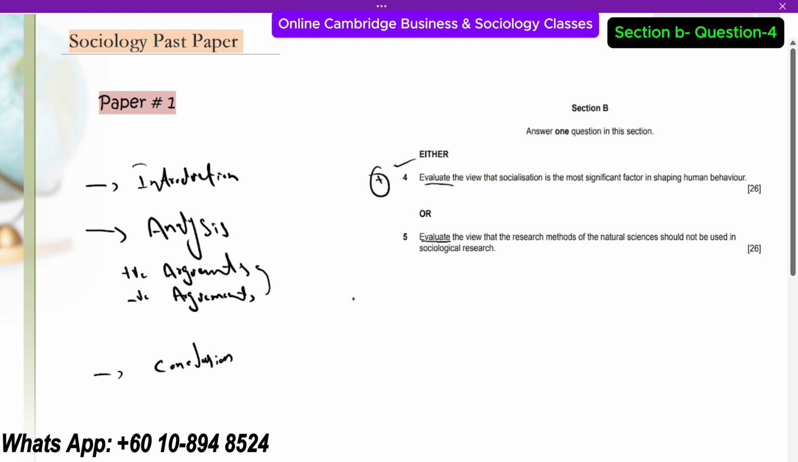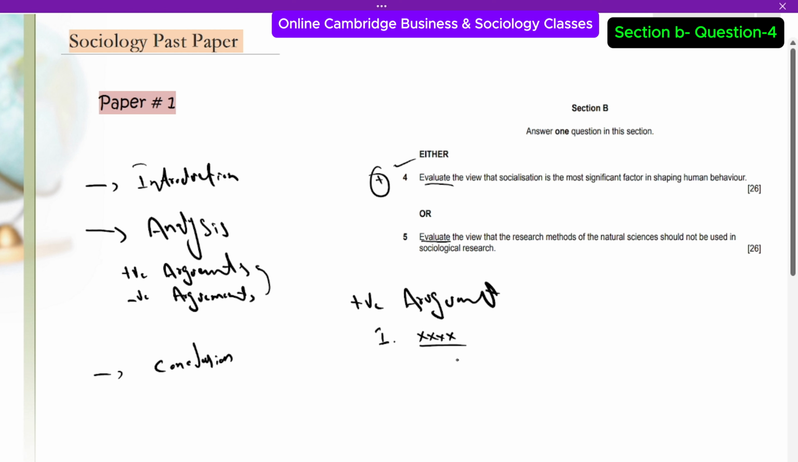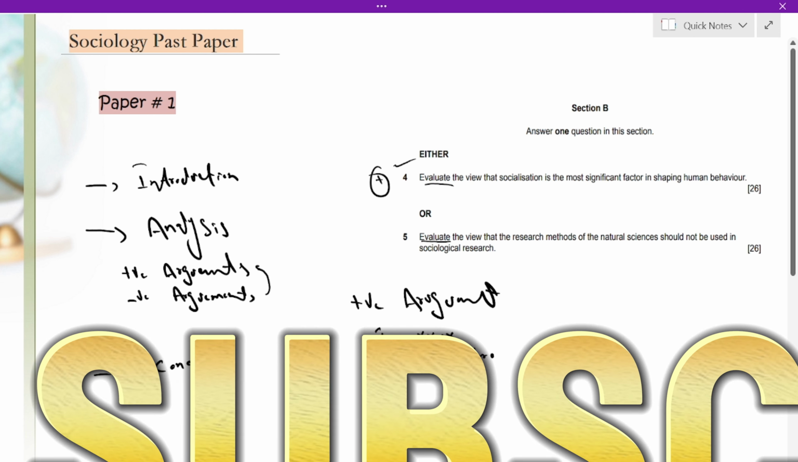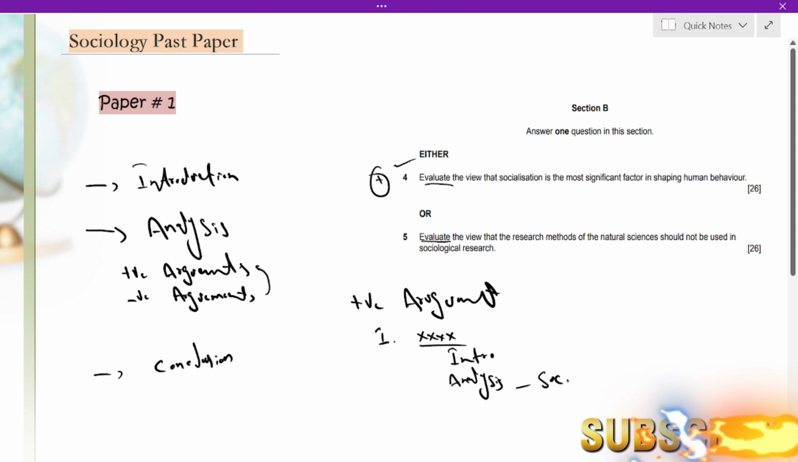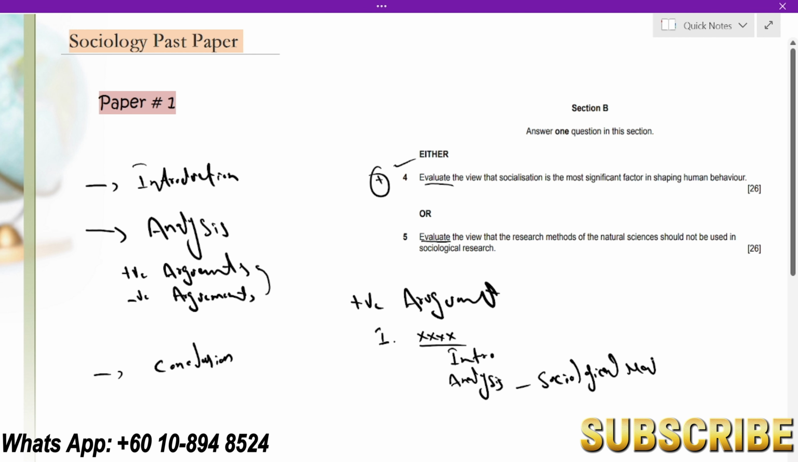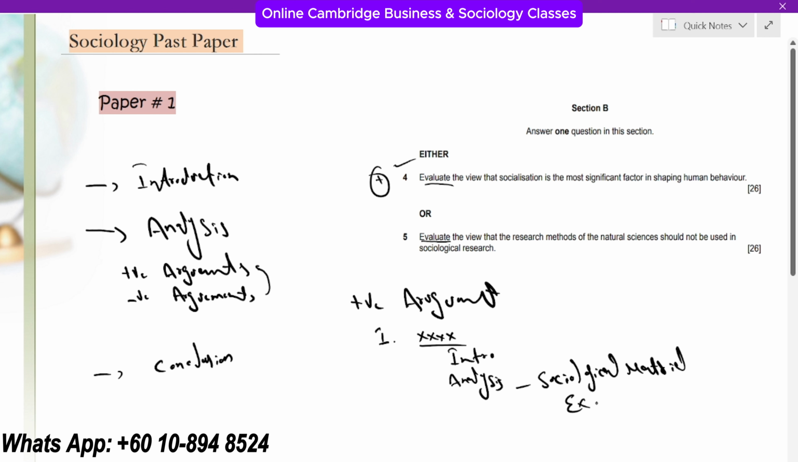Now if we talk about the positive argument, let's say you are giving argument number 1. You have identified this argument. Now what you will do is start again from an introduction. Then you analyze it. How would you analyze it? Use sociological material, refer to your argument, give any examples here, and then conclude it. Conclusion means that whatever you have explained, you show how it is associated and linked with the statement of the question.